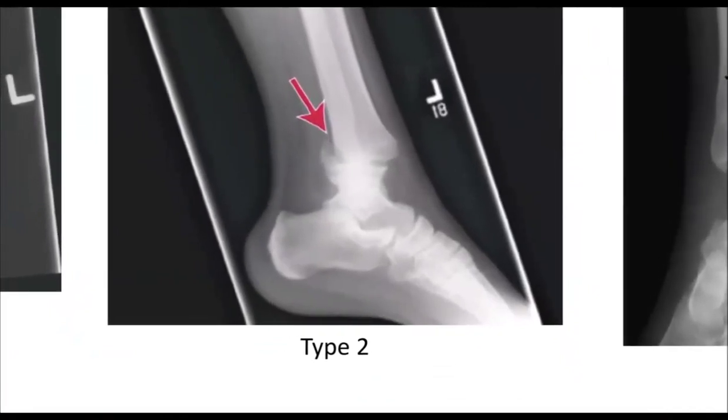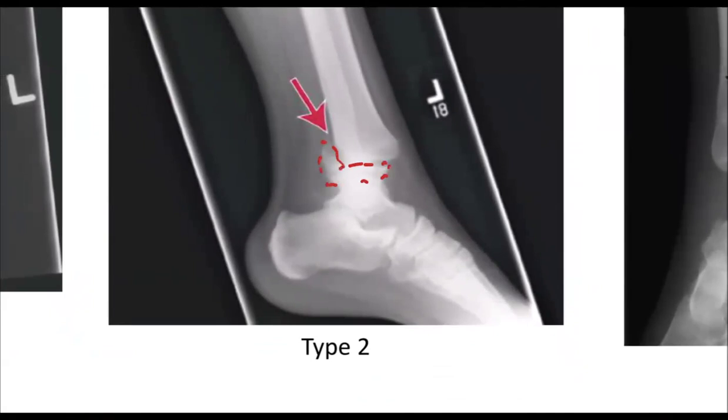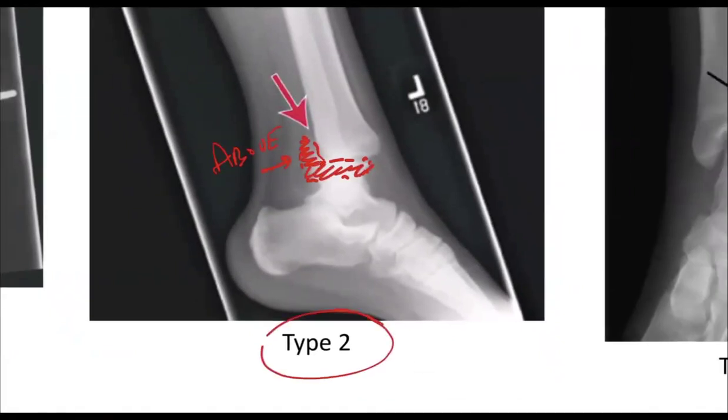Why do I say type 2? This is the epiphysis. Along with the epiphysis, a metaphyseal chunk has come out. Type 2 is above. So above is metaphysis. A chunk of metaphysis has come along with the epiphysis. That's why it is known as type 2.